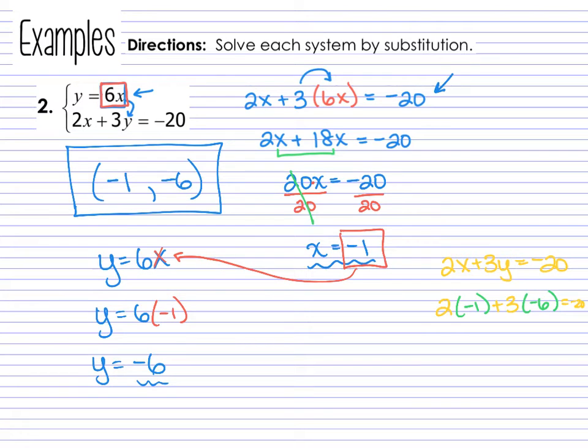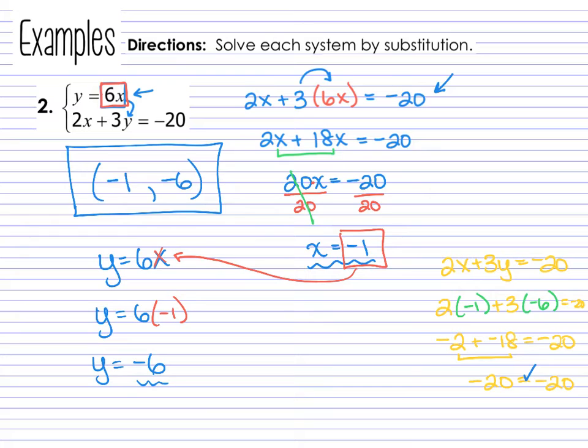So 2 times negative 1 gives me negative 2, plus 3 times negative 6 gives me negative 18, equals negative 20. We're going to add those two together. Negative 2 and negative 18, the signs are the same, so I'm going to add them together. Negative 20 equals negative 20. And that is true. So I know that my point is right.